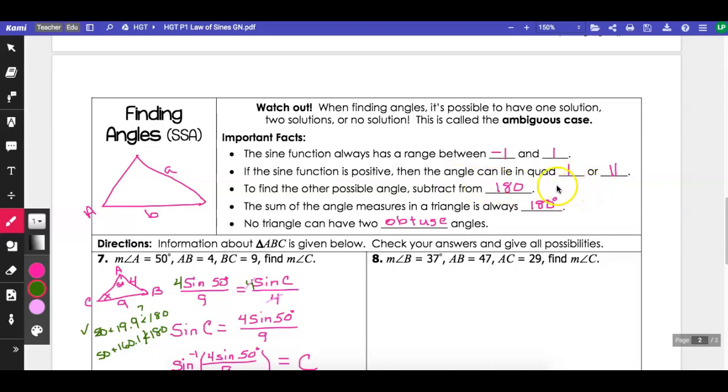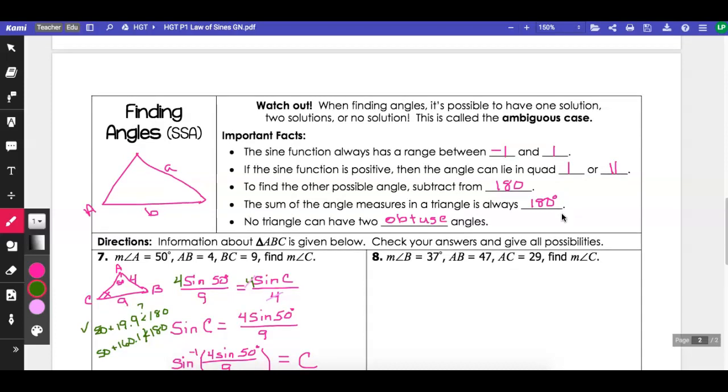or 2. To find any other possible angle, we subtract the angle we get when we use the law of sines from 180. That lets us know if there's another possibility. And then we also have to check and see, is the sum of the angle that we were given and the angle that we find less than 180 degrees? If so, then there is room for a third angle, and if not, there is not room for a third angle. And also remember that no triangle can have two obtuse angles.